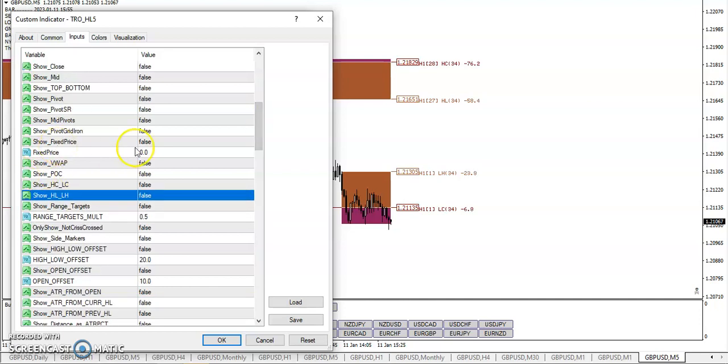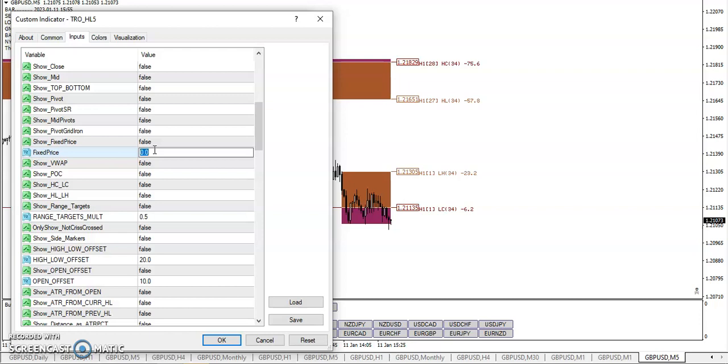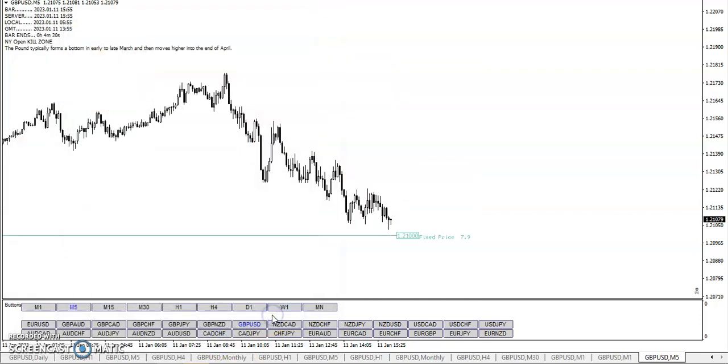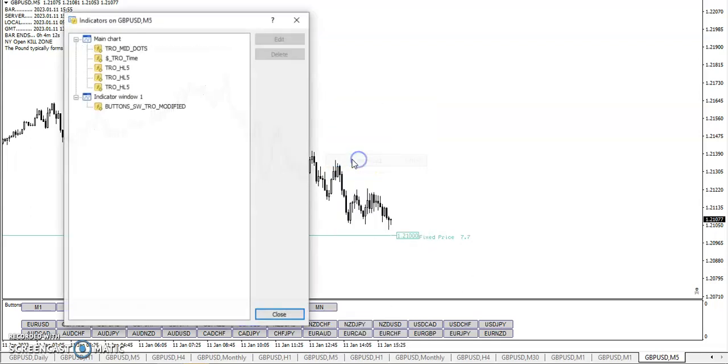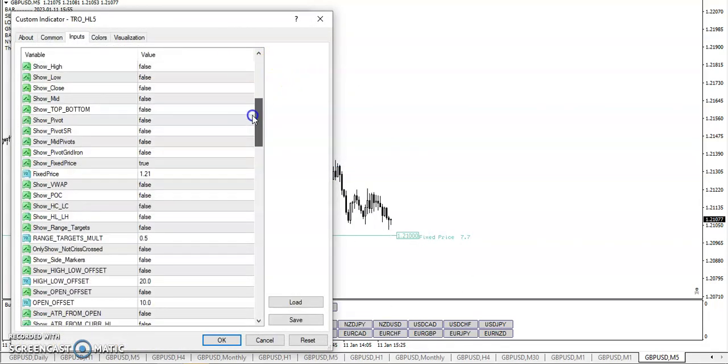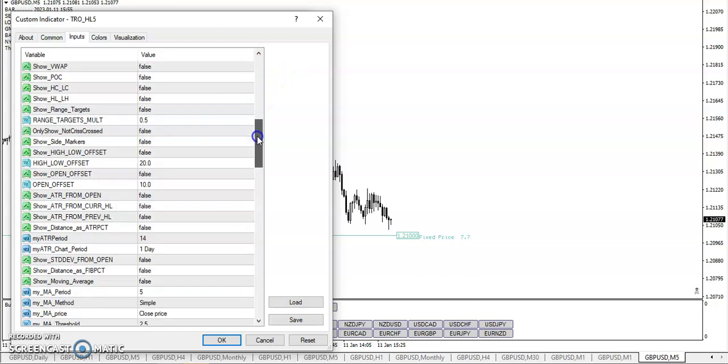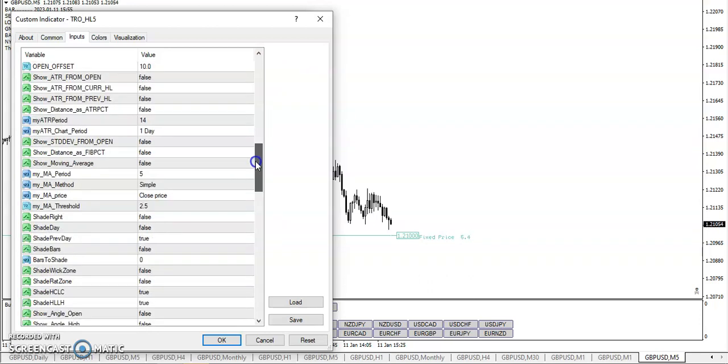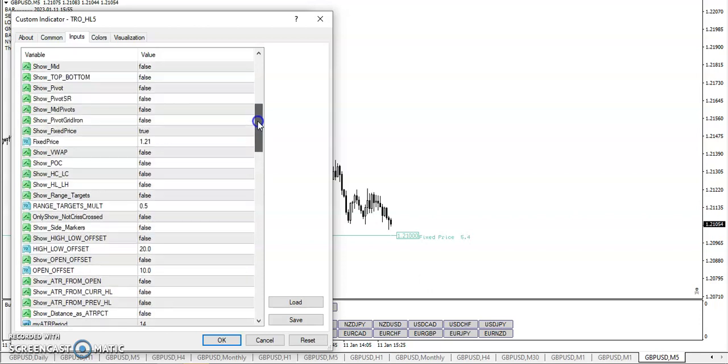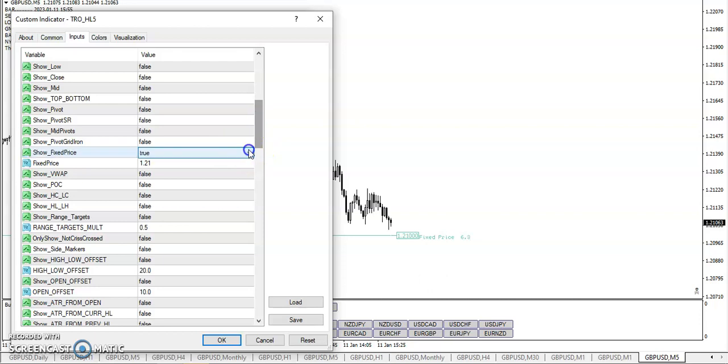And if you want, you can also put a fixed price in and have that plot. So let's just say 121.00. And we want to show it true. And there's our fixed price. We're 7.9 pips away at the moment. Okay. So we can turn that off.